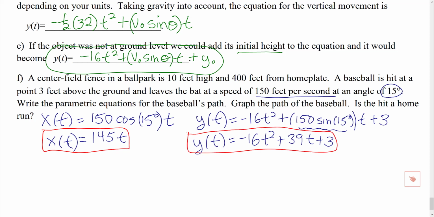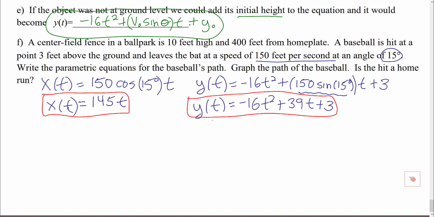We see at 0, the x is 0. We're starting, that's where we measure from. It hasn't moved horizontally yet. And putting 0 in the y, we're up 3 feet where it's hitting the bat. All right, so if we wanted to figure out a graph of this, we can start there. Let me slide this up a little bit. Okay, so I would start here at 0, it's up 3.